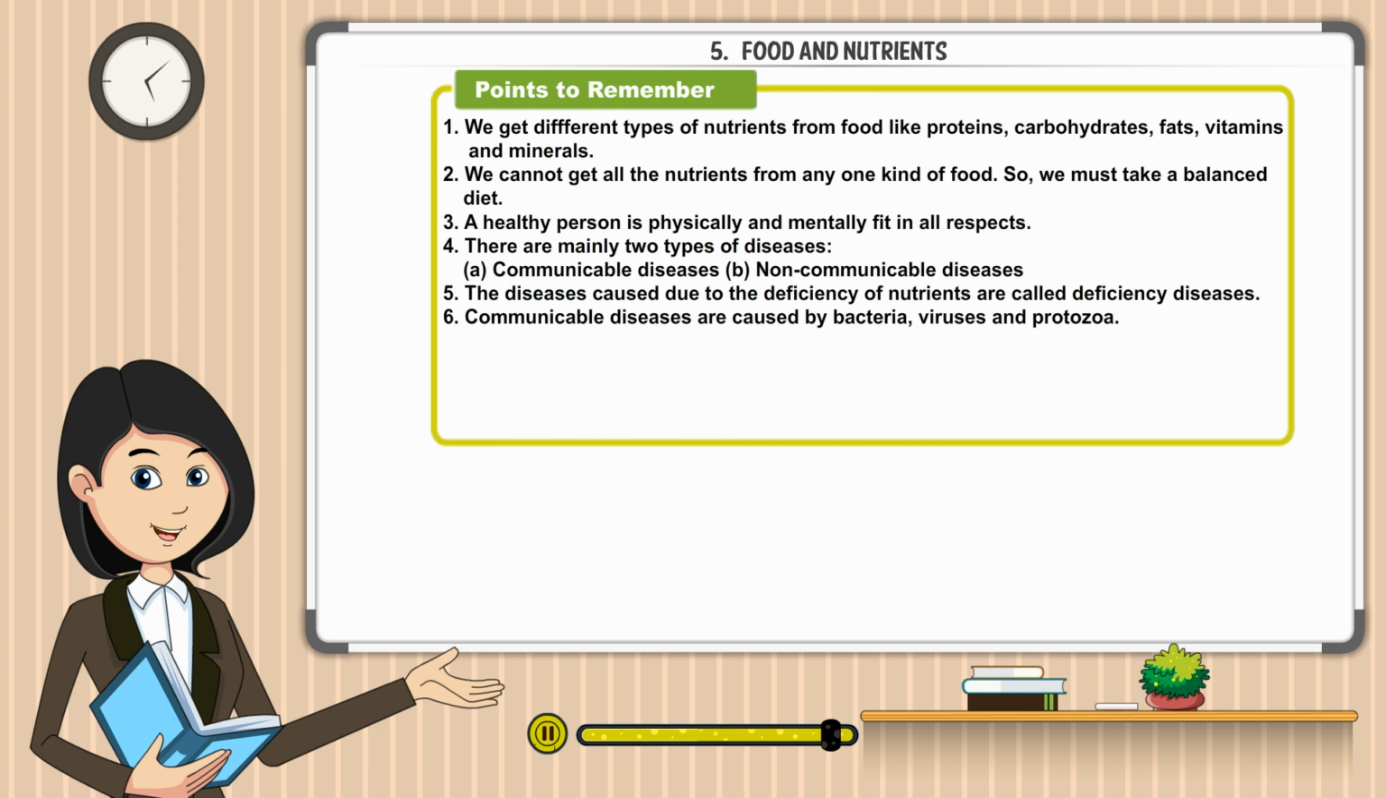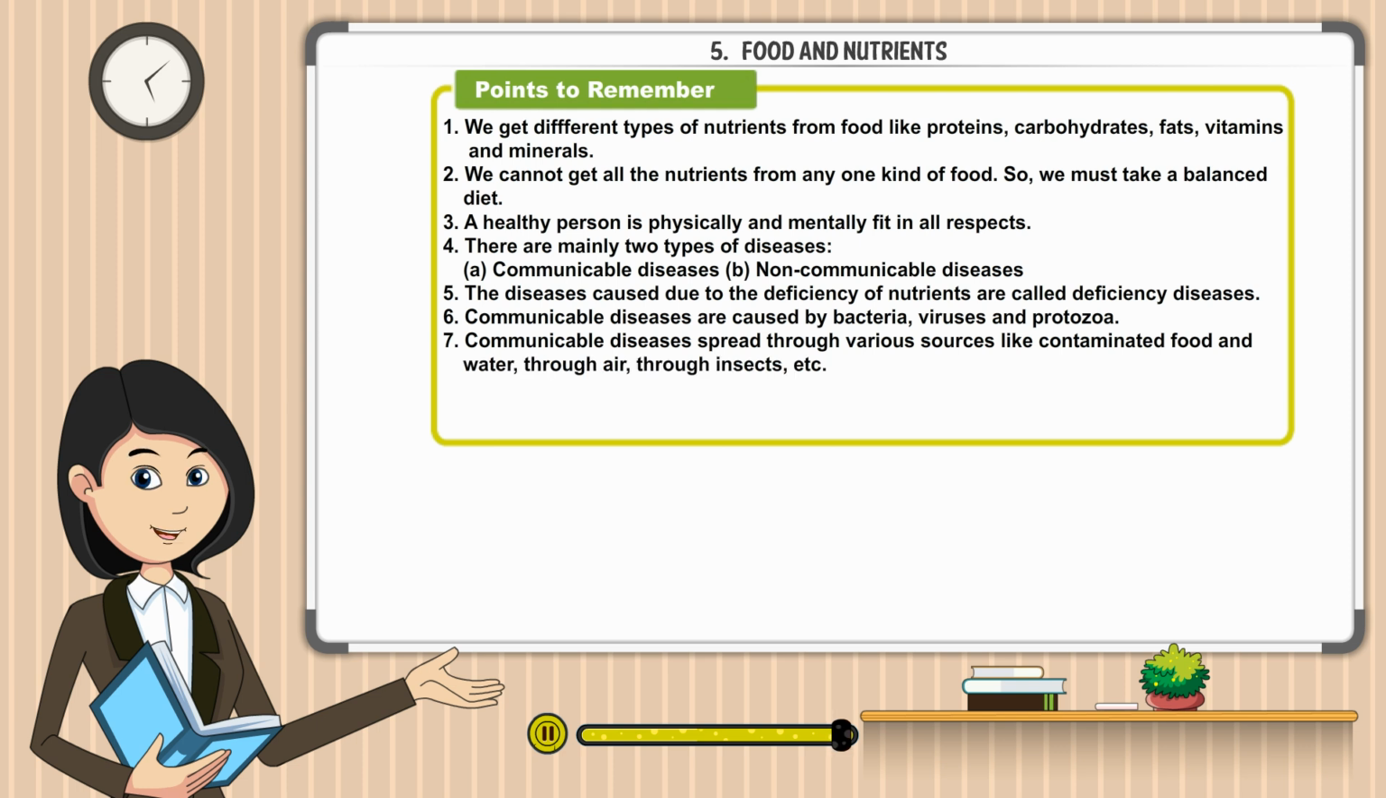Communicable diseases are caused by bacteria, viruses, and protozoa. Communicable diseases spread through various sources like contaminated food and water, through air, through insects, etc. Good hygiene helps in preventing diseases. Vaccination is an effective way of preventing communicable diseases.